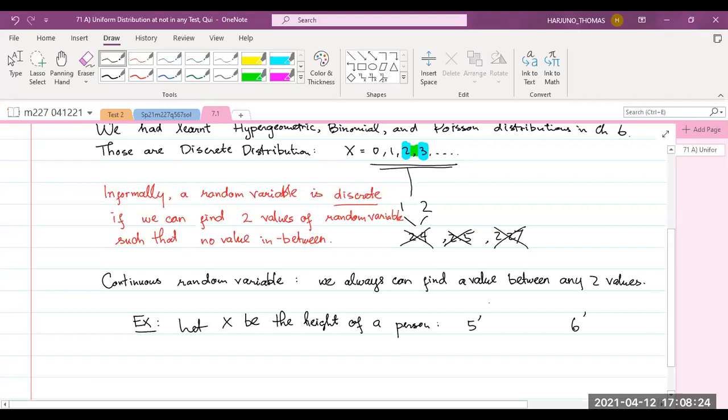Let's say you say, I want somebody with 5 feet, 7 inches. You can easily find somebody with that height. And even if you find somebody 5 feet, 7 inches, you still can find somebody in between these two numbers, like 5 feet, 10 inches. That's my height. Anytime you pick two possible outcomes, there's an outcome in between. You see what I mean? If you have that kind of situation, then it must be continuous.